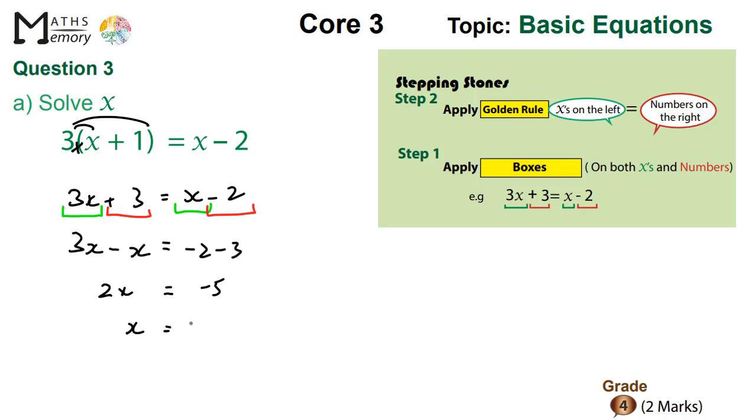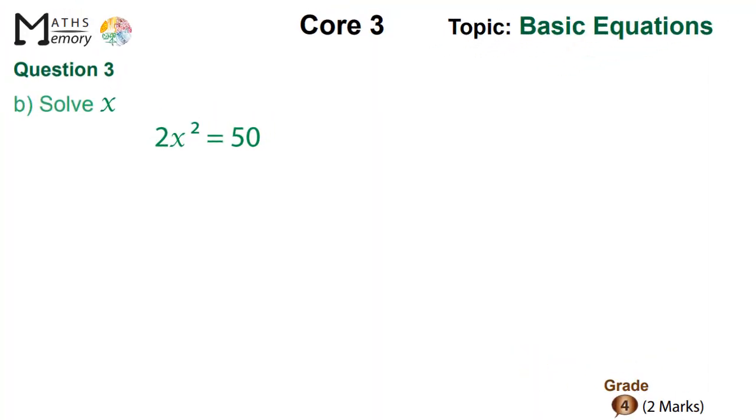We have a top heavy fraction. So minus 5 over 2. That number, remember, is always underneath that coefficient of x, which is 2. Just put it underneath there. You can say 2.5 if you want to as a fraction, or minus 5 over 2. Either one is accepted in the exam. There we go. Question 3b.